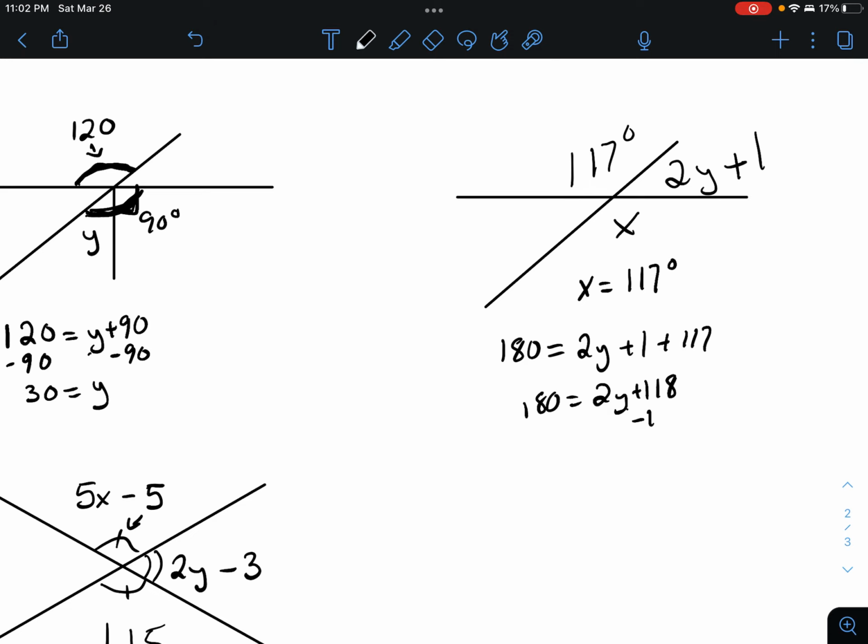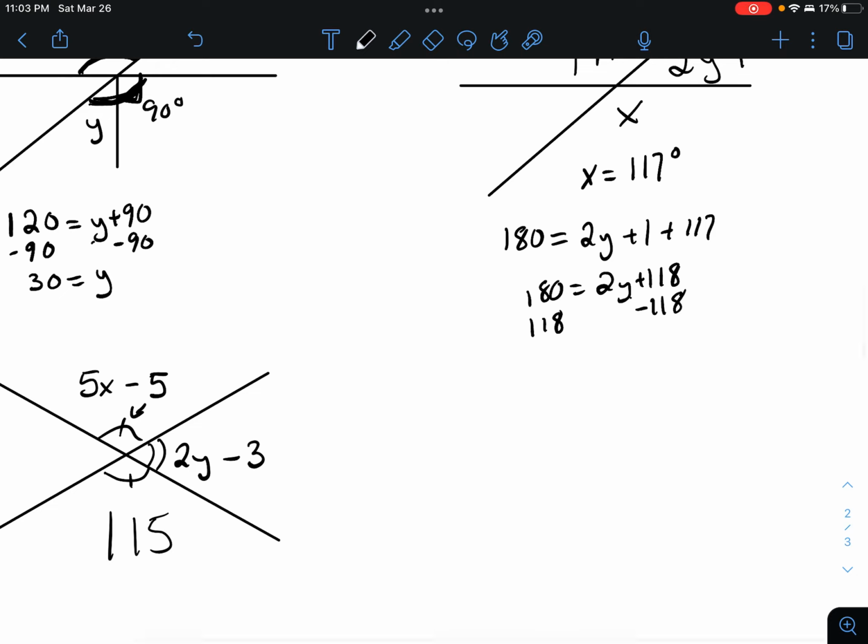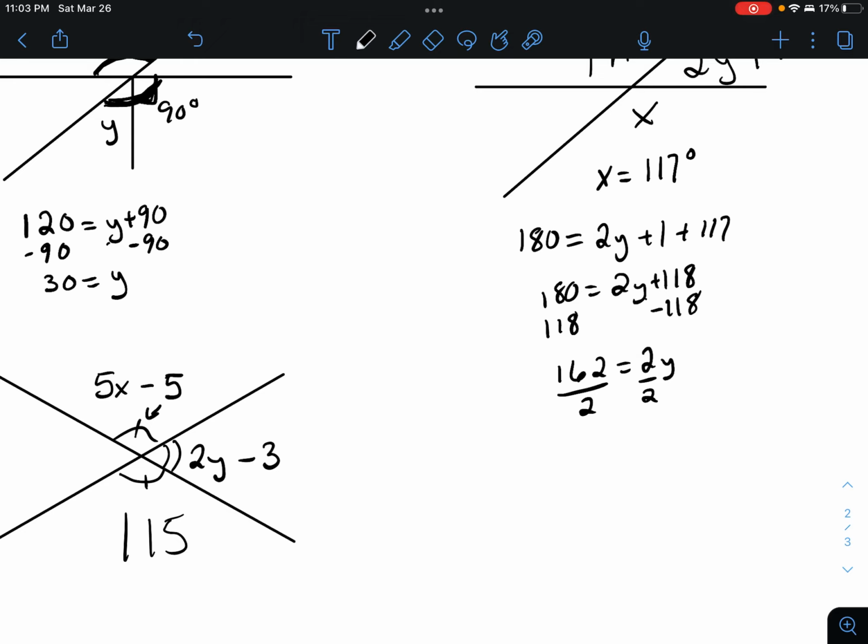Now to get rid of that, we have to minus 118 from both sides. So here we're going to be left with 162 is equal to 2y. Now we can divide by 2. So once again, those two-step equations: add or subtract, then multiply or divide. When you divide 162 by 2, you get 81. And over here, the 2s are going to cancel out, leaving you with y is equal to 81.